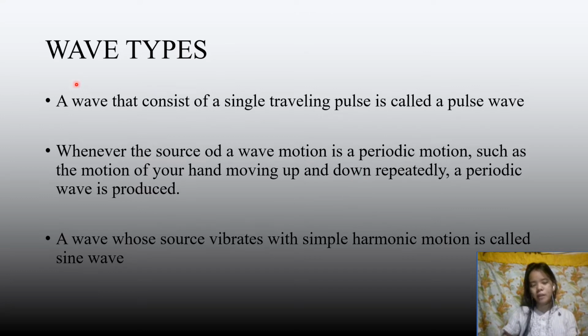So, wave types. A wave that consists of a single traveling pulse is called a pulse wave. Whenever the source of a wave motion is a periodic motion, such as the motion of your hand moving up and down repeatedly, a periodic wave is produced. A wave whose source vibrates with simple harmonic motion is called a sine wave. Thus, a sine wave is a special case of periodic wave in which the periodic motion is simple harmonic.